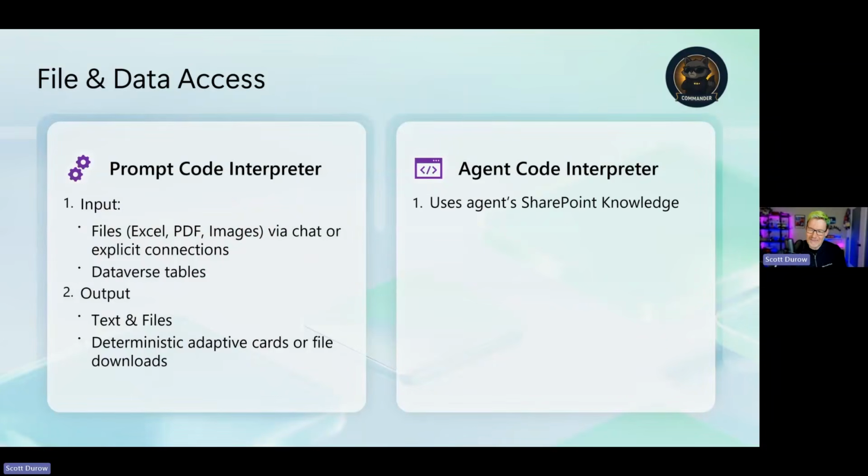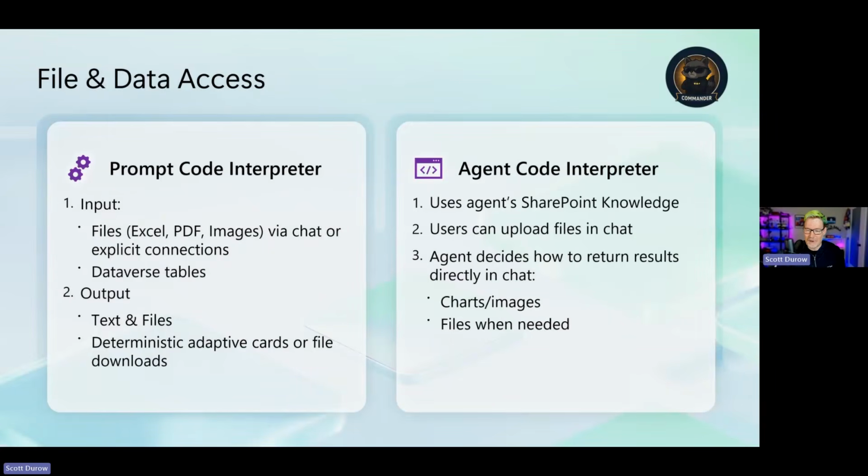But with the code interpreter, the inputs and the outputs are slightly different. It can use SharePoint knowledge as inputs. You can upload files in the chat, as we saw in that demo. But then the agent decides how to return that. So we don't get deterministic control over how it outputs in the chat. It will decide, well, okay, I'm going to format it in this particular way, or I'm going to give you a download, or I'm going to show an image inline. So there are subtle differences, but they're all running in the same sandbox.